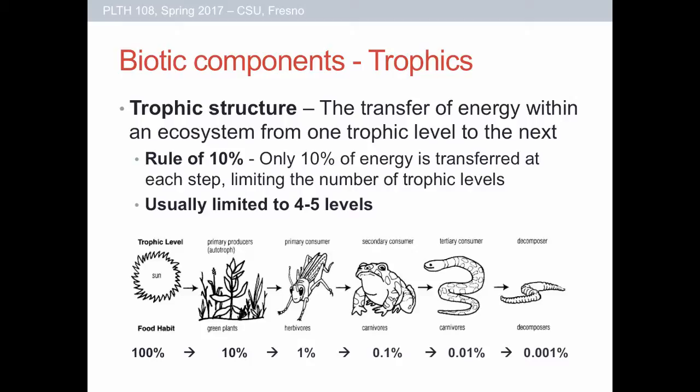I put the 0.001% for the decomposer, but that would only apply if it was feeding exclusively on carnivores. Decomposers tend not to care what they're feeding on, as long as it's something they can eat. So decomposers are not just feeding on carnivores, they're feeding on herbivores and green plants. They're getting their energy from all over the place. So don't think of decomposers as the last step. Think of decomposers as an alternate pathway off of every step in a trophic structure.